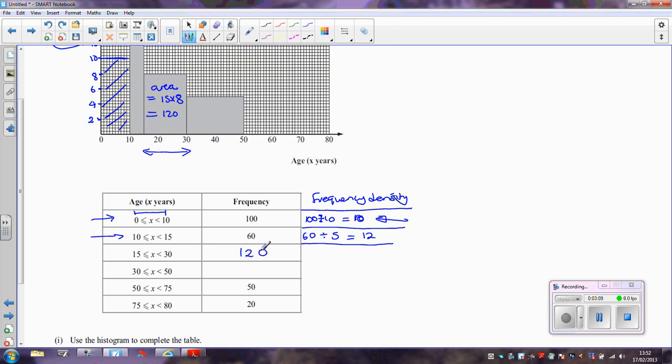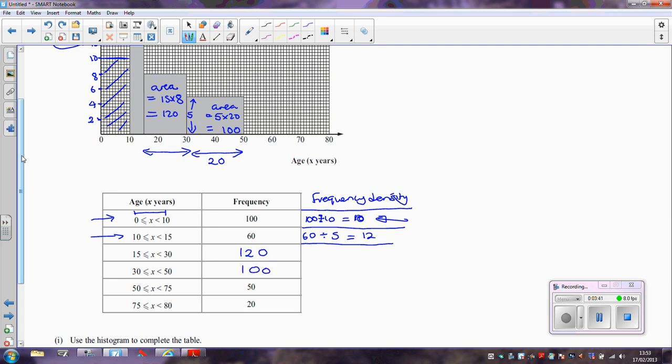There we go, 120. Fourth group, I can see that the area there, well, the width across here from 30 to 50, that's actually 20. The height is exactly halfway between 4 and 6. In other words, the height there is 5, which means that the area, remember again, it's the area that represents the frequency, the area is just 5 multiplied by 20, which equals 100. So the frequency for that fourth group there is 100.